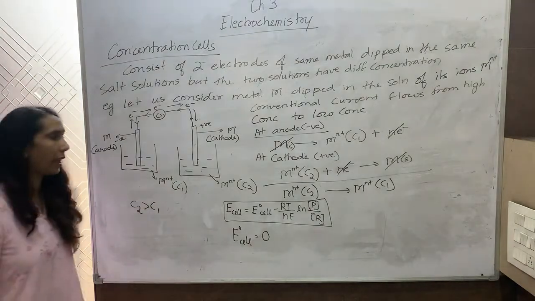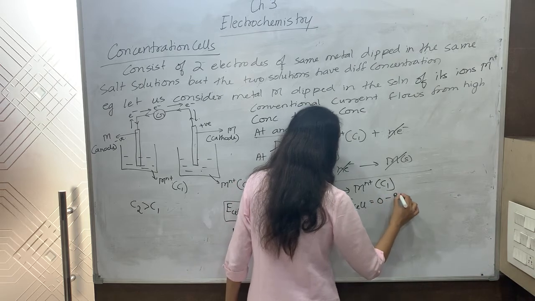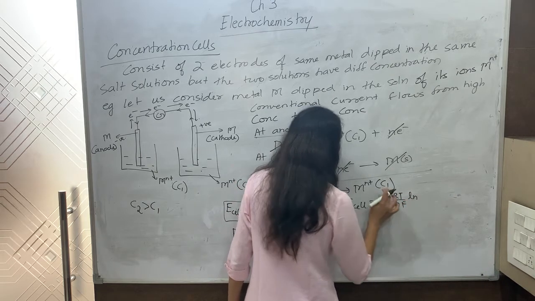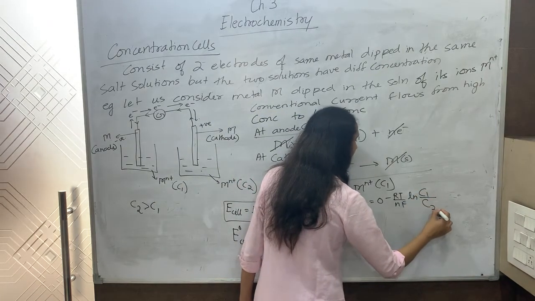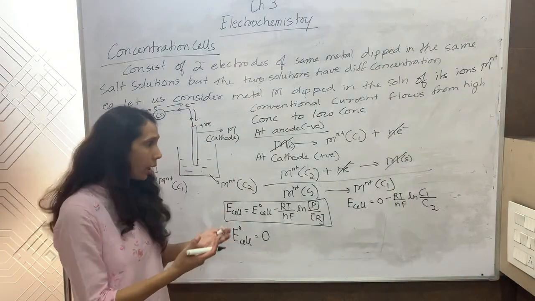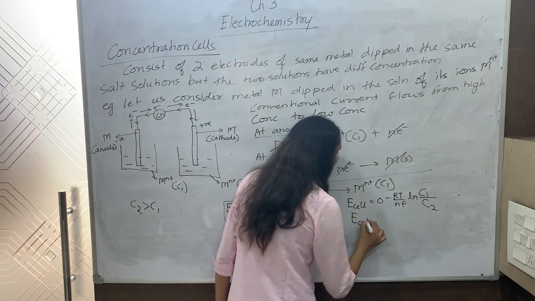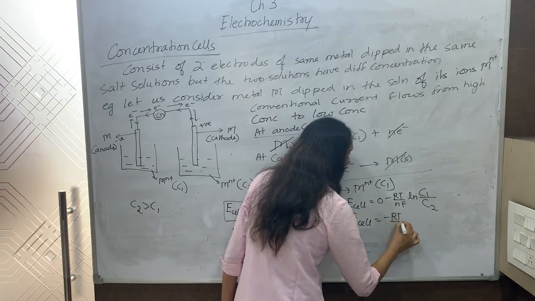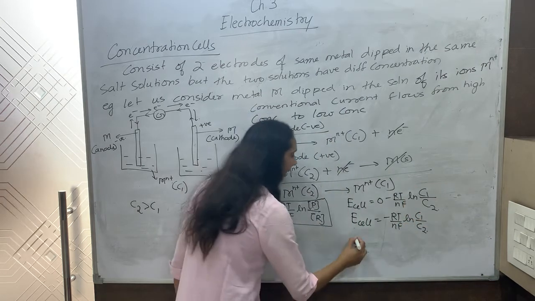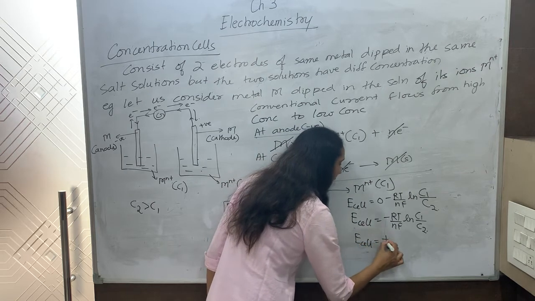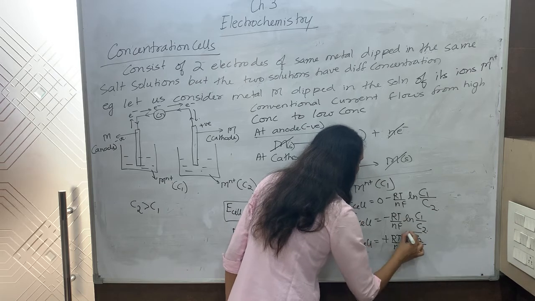I substitute these values and see what I get. E cell is equal to 0 minus RT upon nF ln product. What is the concentration of the product? C1. And for the reactant? C2. I have directly written the concentrations here. So E cell is equal to minus RT upon nF ln C1 by C2. Or you can also write it like this: if I want a positive sign here, I have to just reverse this, ln C2 upon C1.